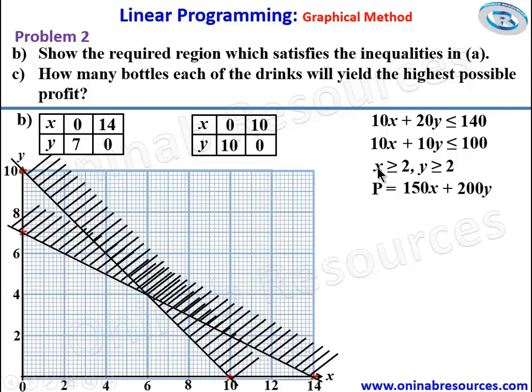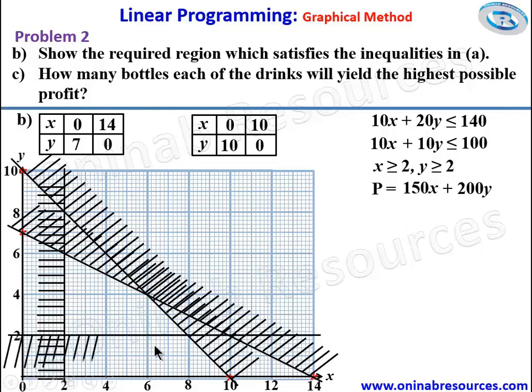And remember, x is greater than or equal to 2. So this is the line, and we shade. Y is greater than or equal to 2, so we find the line y equal to 2. This is the line y equal to 2. We are shading the down part since we need the upper part. So this is the required region.